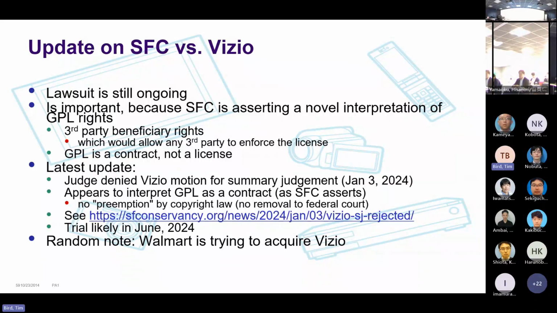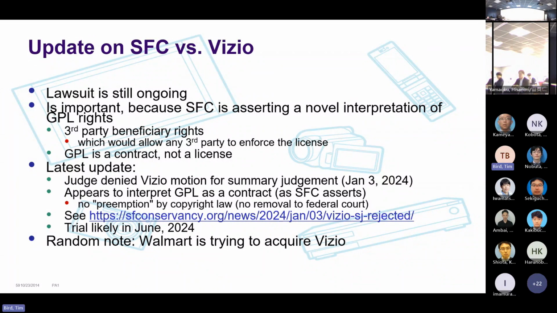They have a weird interpretation of one of the clauses in the GPL, and this would open the door wide open to all kinds of crazy things happening with litigation under the GPL. The other thing that they're asserting is that the GPL is a contract, not a license. That's a requirement for them to assert this other thing.